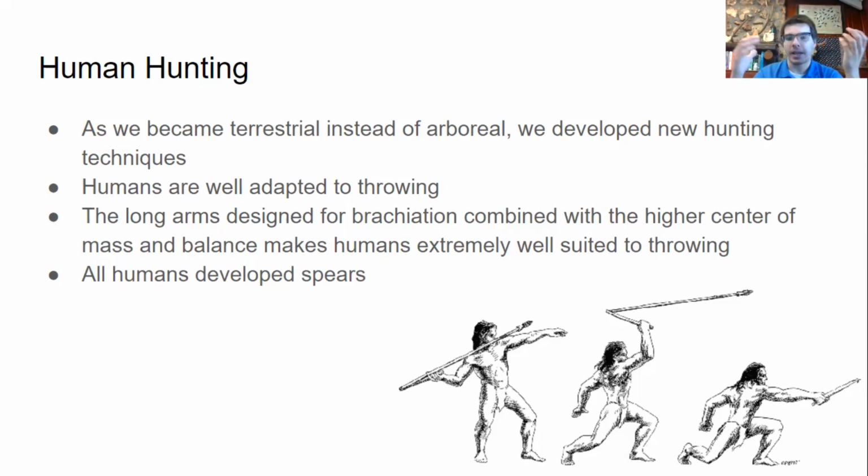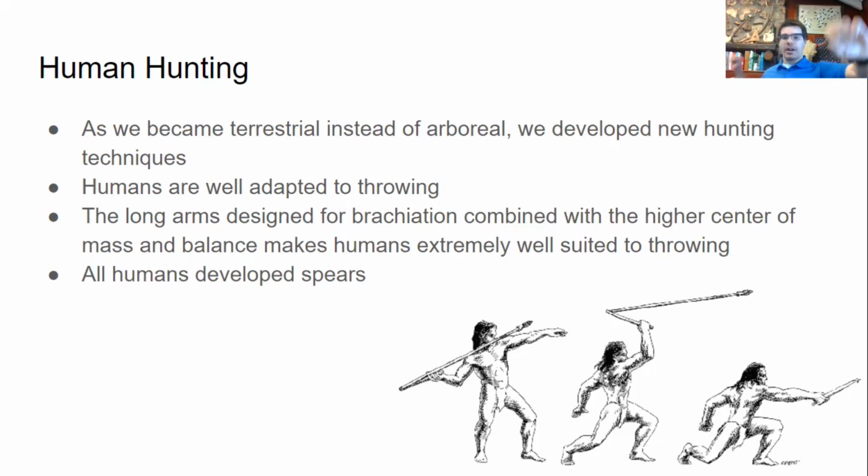But as we became terrestrial instead of arboreal, we started developing hunting techniques. We were using tools, and we would develop things like spears. Spears are designed to be thrown. We would chuck spears at prey. We're really, really good at throwing things because of the way that we stand upright. Our center of mass is a little bit higher than on some of our cousins, like the chimpanzee. Their center of mass is a lot lower. Gorillas have a lower center of mass. Our center of mass is a little bit higher, which is why we're able to stand and walk.